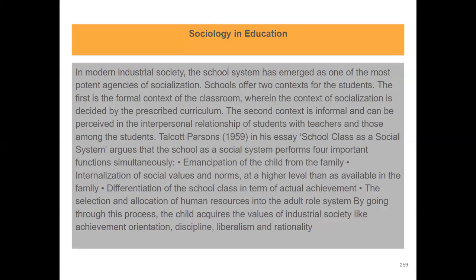So the next point, the selection. By going through this process, the child acquires the values of industrial society, like achievement orientation, discipline, liberalism, and rationality. So the child acquires learning. So the school as an agency of socialization has a lot of responsibilities. This is according to Talcott Parsons.